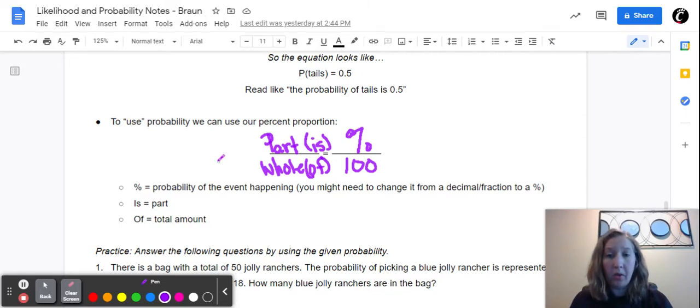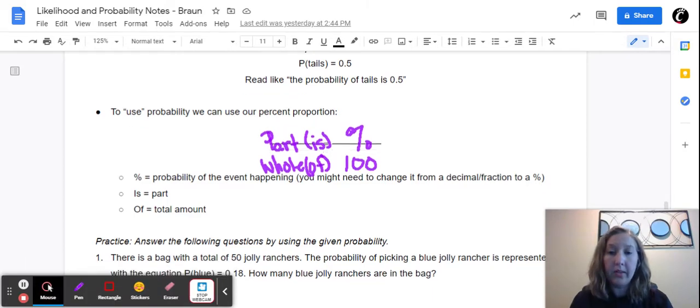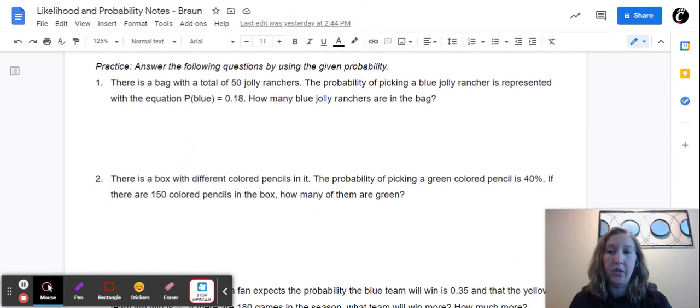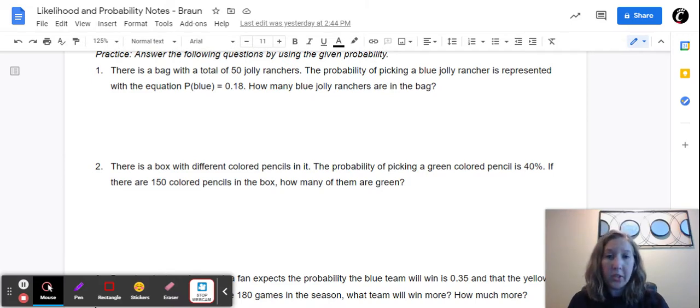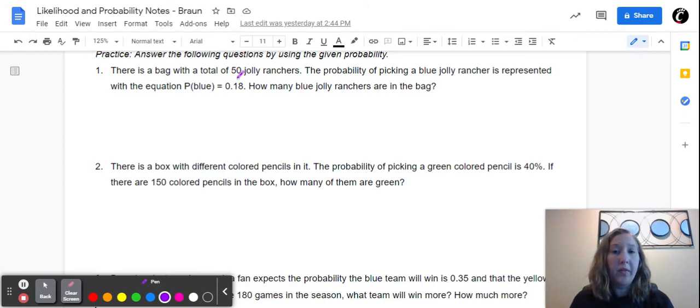Percent is equal to the probability of an event happening. You might need to change it from a decimal or fraction to a percent when we write it using a proportion. Again, our is is our part, our of is our total amount, or our whole. So let's take a look at some practice, and we're going to set up proportions to solve. So we're going to answer the following questions, again, using our percent proportions. There is a bag with a total of 50 Jolly Ranchers, right? 50. The probability of picking a blue Jolly Rancher is represented with the equation probability of blue equals 0.18.